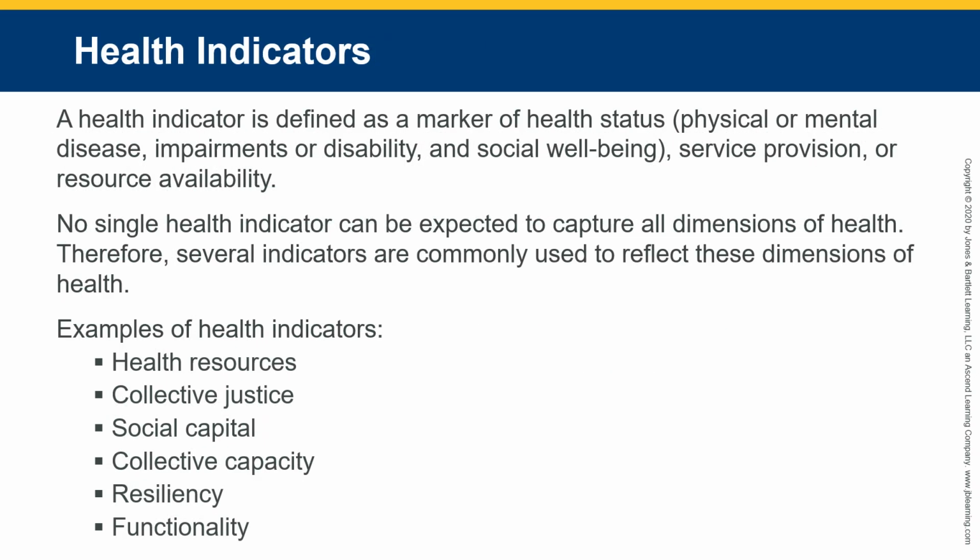Other health indicators: it's a marker of health status. It can be physical or mental, impairments or disabilities, and social well-being, service provision or resource availability. Examples are health resources, collective justice, social capital, collective capacity, resiliency, and functionality.